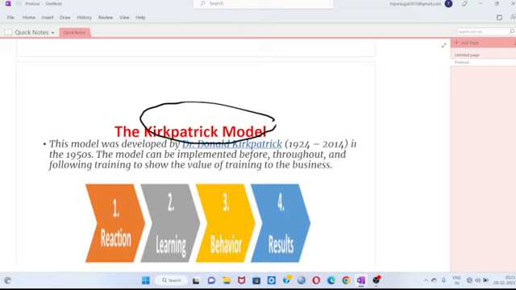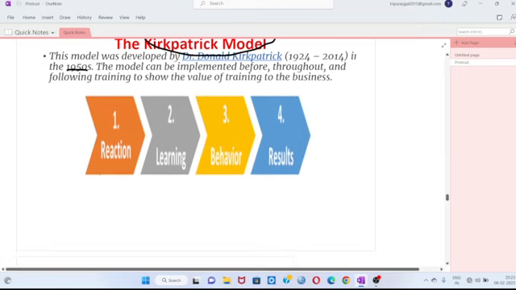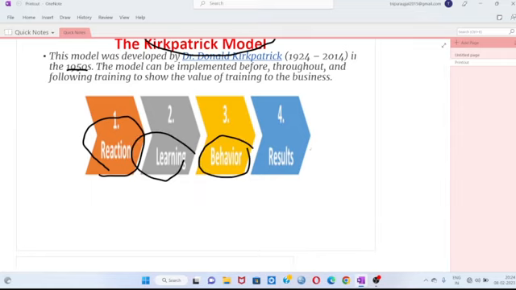Kirkpatrick's model. Dr. Donald Kirkpatrick, 1924 to 2014. He made it in the 1950s, and it can be implemented before, throughout, and following training. It is about business training: first reaction, then learning, then behavior and the result.